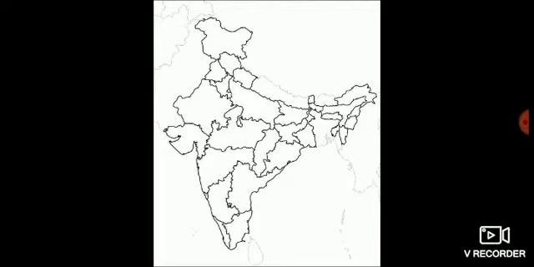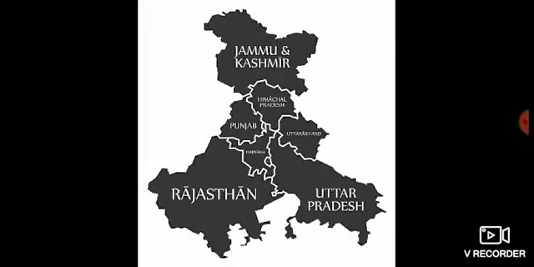Okay. Next. So these are the northern states. Except Jammu Kashmir, which is excluded from the states. It is included in the Union Territory. I'll explain to you about it now.